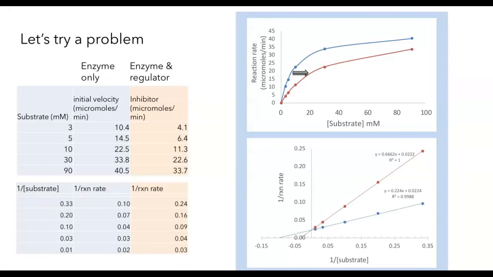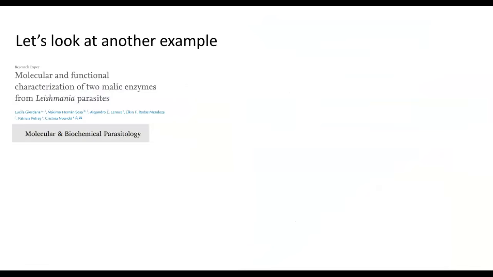But the Km with the inhibitor has shifted. It's moved to the right on this curve, which means it's getting bigger, and that means that this is a competitive inhibitor, because in competitive inhibitors, the Km is increased and the Vmax doesn't change. Let's look at another example. For this one, I pulled data out of a recent paper in which a group was studying something called malic enzyme in a type of parasite called Leishmania.